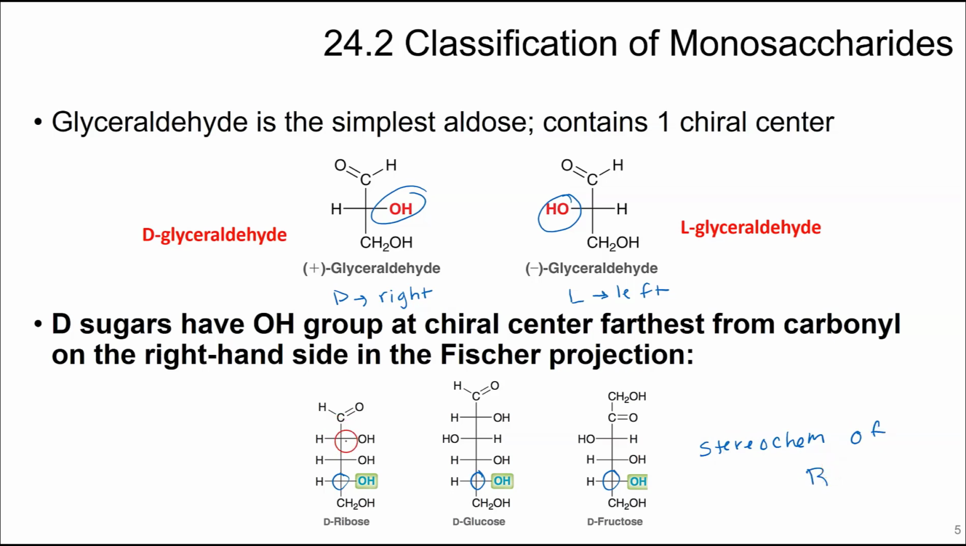So you could go back and assign all of these as R or S, but the really important thing here is that last chiral carbon, and that will determine if it's D for dextrorotatory or L for levorotatory.